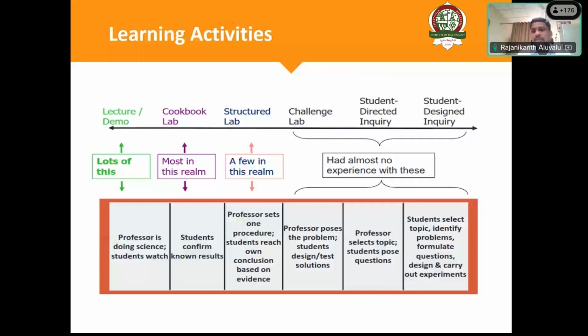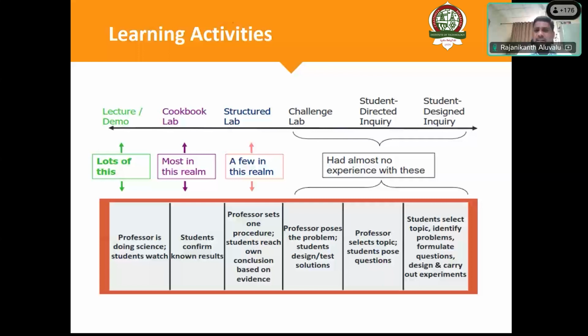It's a passive classroom. Just the delivery takes place, and the participants just keep on watching and listening, and try to understand what the faculty is trying to deliver. Then moving forward, a cookbook lab. What is a cookbook lab?